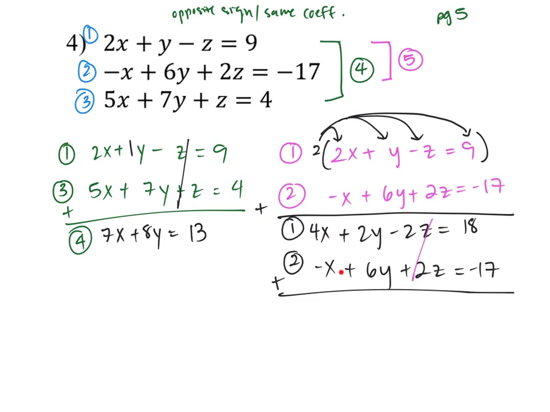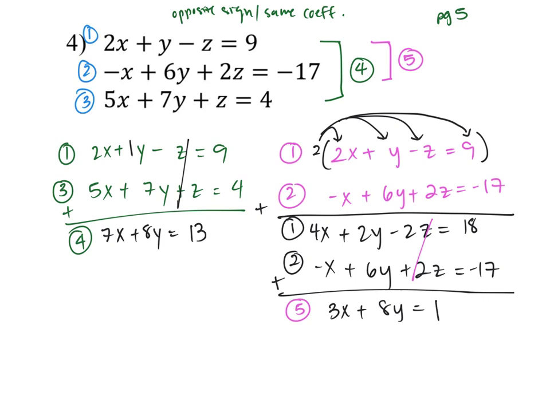And so I'm going to combine the x's and y's. 4x plus negative x is going to give me 3x, plus 8y equals 1. 18 plus negative 17 is 1. And so this here is going to be my equation 5.